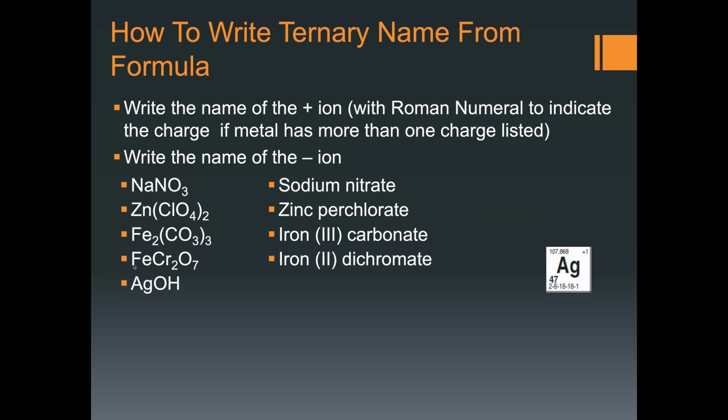Ag, silver, has only one charge, and so we can just call this silver hydroxide. Now, it can be a little confusing. This is O and this is H, and yet in the name, the H comes before the O. Hydroxide is OH, not HO.